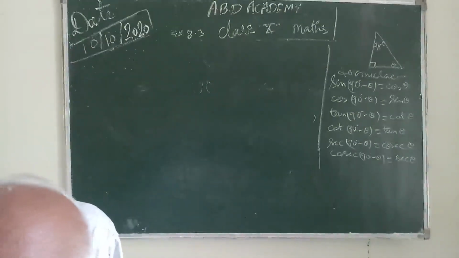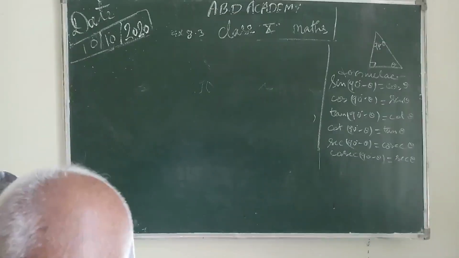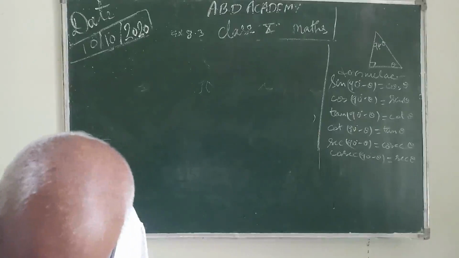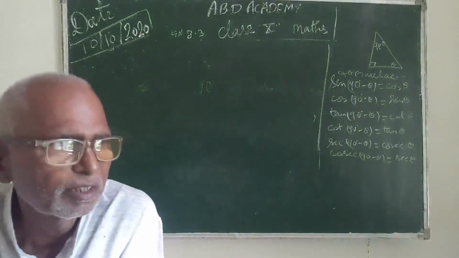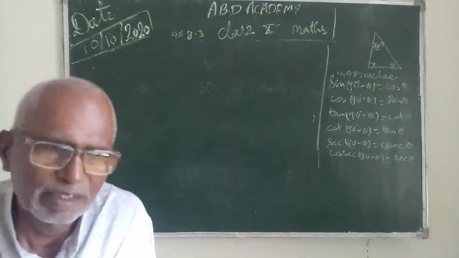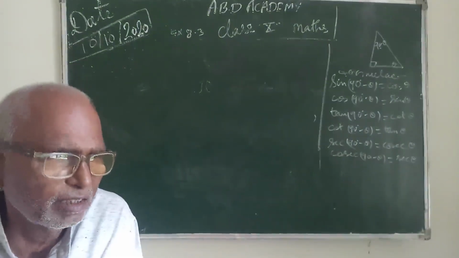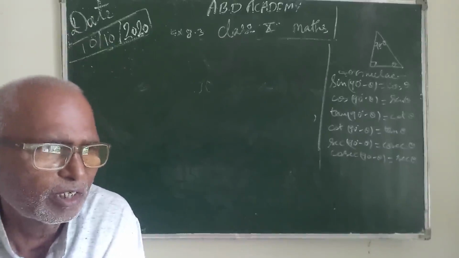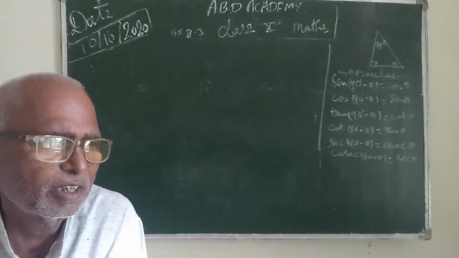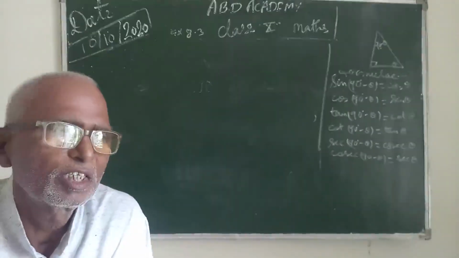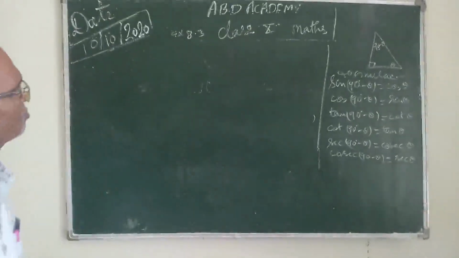Number 4. If tan A is equal to cot B, prove that A plus B is 90. This is very simple. In the second line, copy the question: tan A is equal to cot B. In the second line, you write tan A, leave tan A. In place of cot B, you write tan 90 minus B. Remove cot. I am doing question 4.